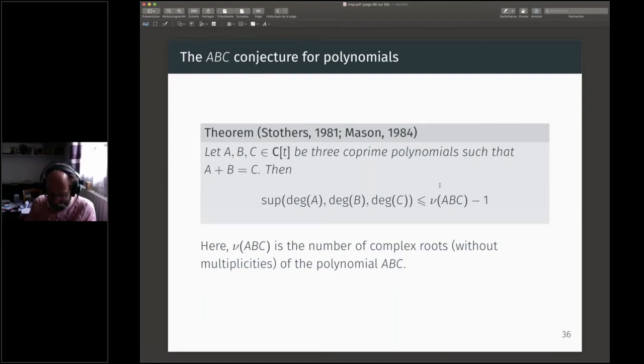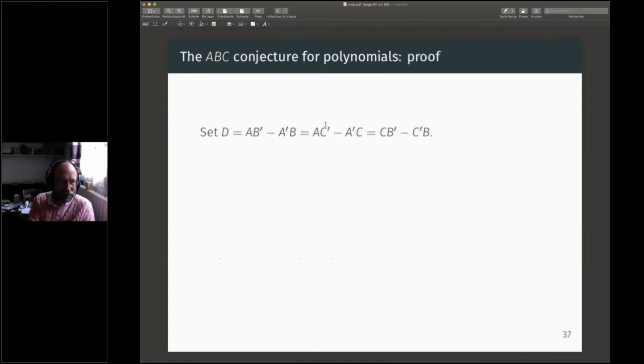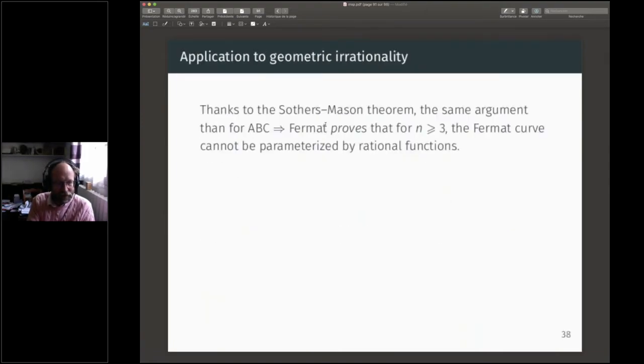The reason for which we do that, or we know that it's interesting to do that, is that both rings, the ring of integers and the ring of polynomials in one variable, have very close algebraic properties. They both have a Euclidean division, and prime numbers correspond to polynomials of degree 1, and so on. And on the other hand, the ABC conjecture for integers is an ABC theorem for polynomials. And well, maybe I can skip or I will skip the proof.